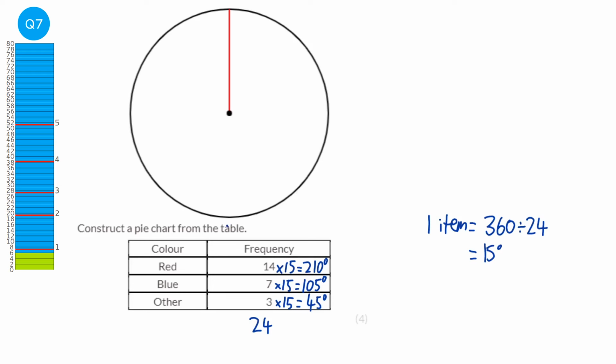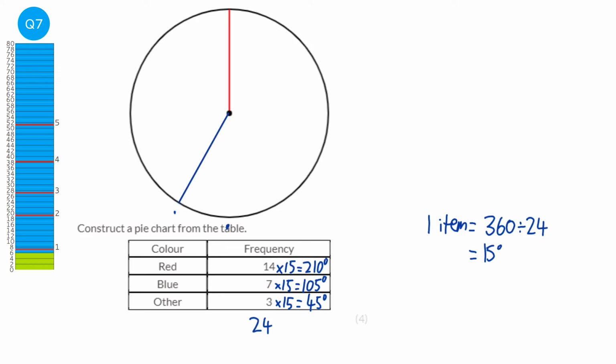Now we know 180 is down here, so the first thing we're going to do is just mark that on, because the first angle is going to be 210, so we know that's 180 so far. So I'm going to turn my protractor around, and from 180, 210 will be another 30, so I'm just going to plot that on, and then I'm going to join it up. So start at the center and join that up, and we're going to stop when the circle stops.